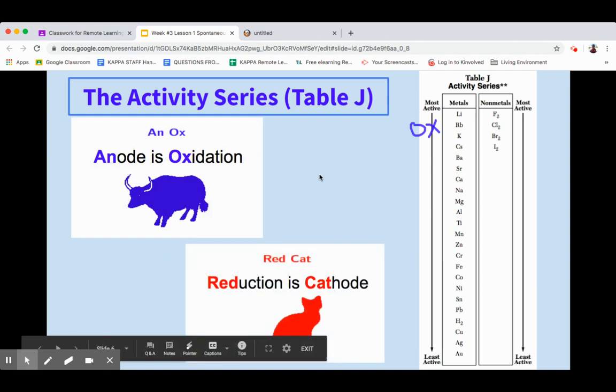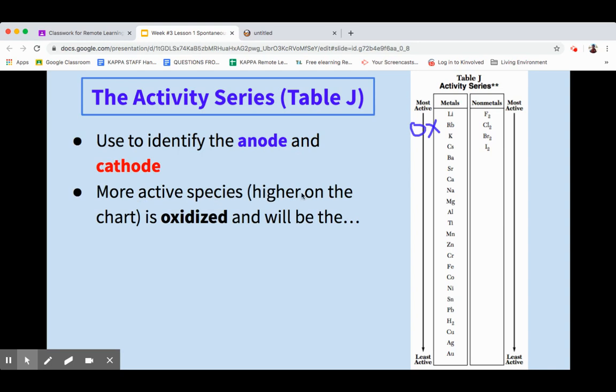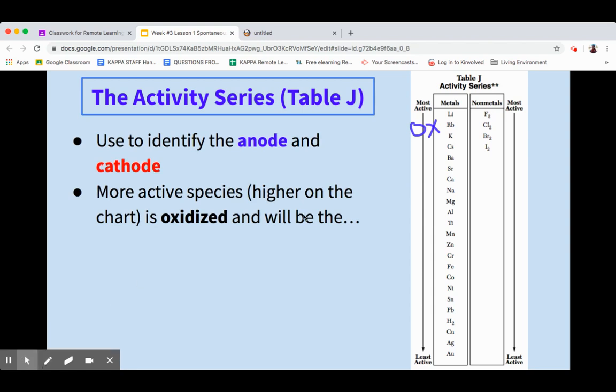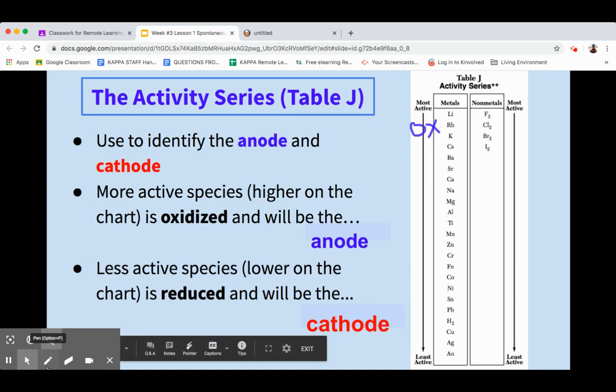Okay, just recalling, oxidation happens at the anode, reduction happens at the cathode. So the way we use this table is we can use it to identify the anode and the cathode. So the more active species, which is higher on the chart, is oxidized. It's very active in giving away its electrons. And that would be which? That would be the anode. The less active species, which is lower on the chart, is reduced and will be the cathode. So we can use this to identify what's our anode and our cathode in a chemical reaction.